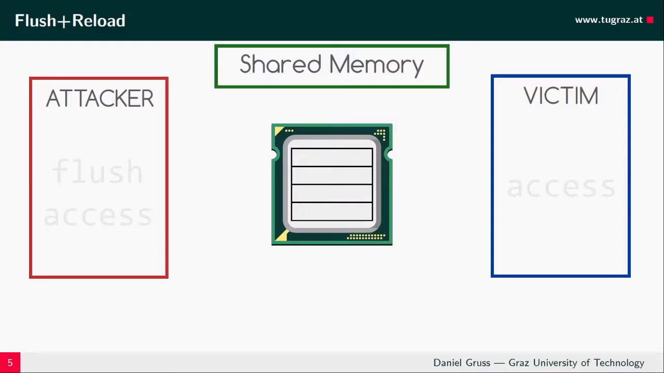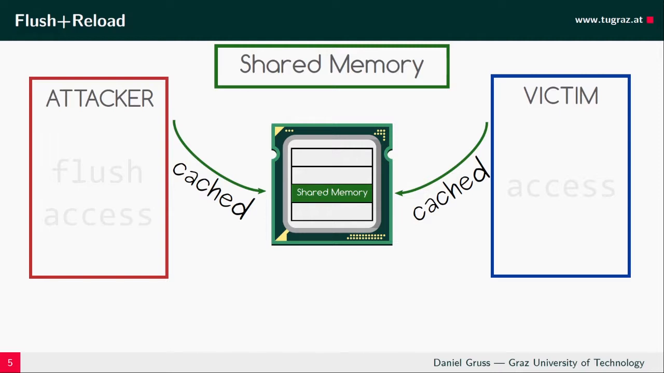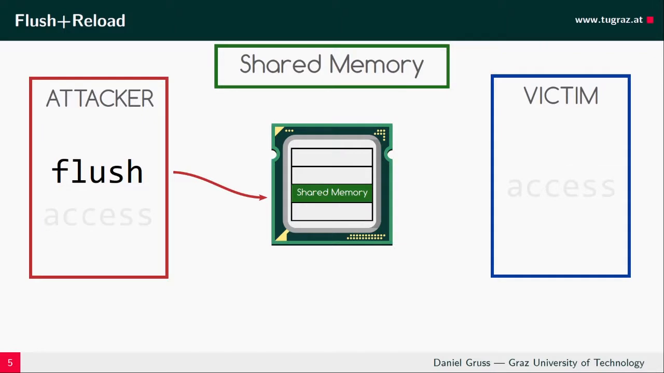That's the flush and reload attack. Here we assume that we have an attacker process running and a victim process running, and they have some shared memory. For instance, the shared library or the binary of the program is nowadays always shared across processes. They share some cache line in there, and if it's cached for one of the processes, it's cached for both because of the physical indexing of the cache. If the attacker now flushes the data from the cache, that's a simple CPU operation, then it's not cached for both of them.